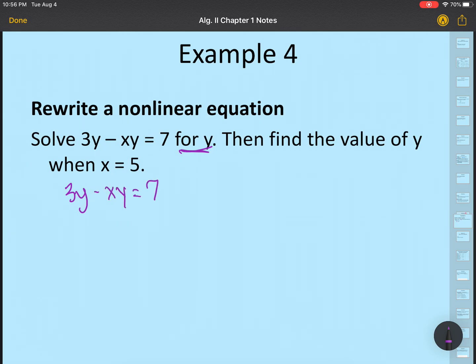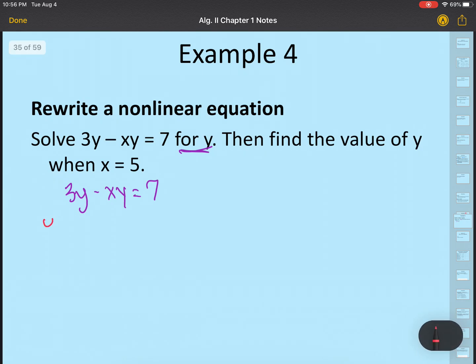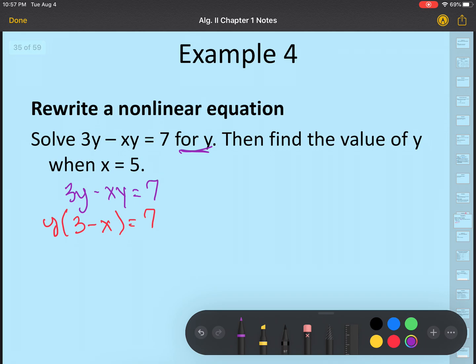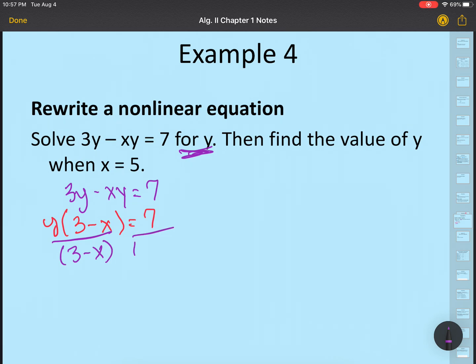So this one's a little weird because I got two variables going on, x and y, and I want to solve for y. But what I'm going to do is pull a y out from both of them. So I'm going to pull that y out. And it makes sense because if I were to distribute that y back into them, it would give me back 3y minus xy. So all I did was pull it out. So this tells me y times the quantity 3 minus x equals 7. But if I want y all by itself, I can divide by the quantity 3 minus x just to get y.